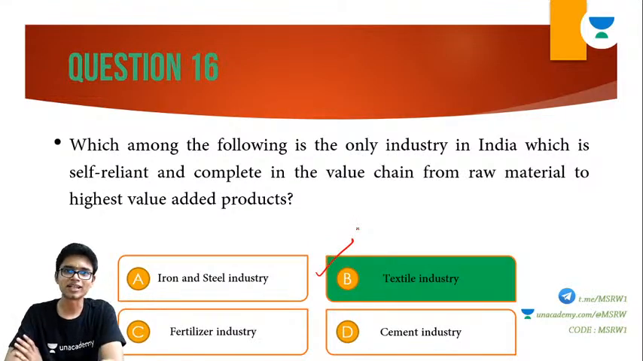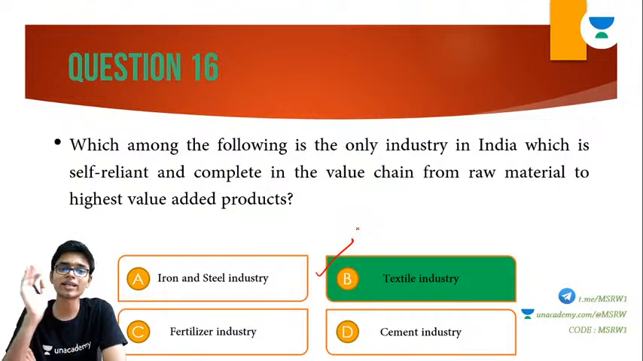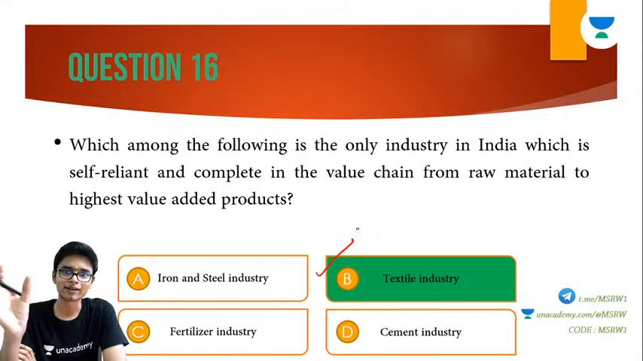Even in the time of the British, about 200 years ago, Indian textiles were one of the most in demand all over the world. And even now, the textile industry is the only industry in India which is self-reliant and complete in its value chain. What does that mean, complete in its value chain? It means starting from raw materials to the highest value added, everything is done in India itself. So the answer is textile industry.